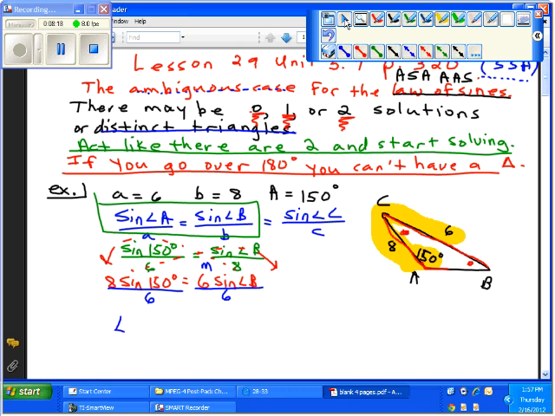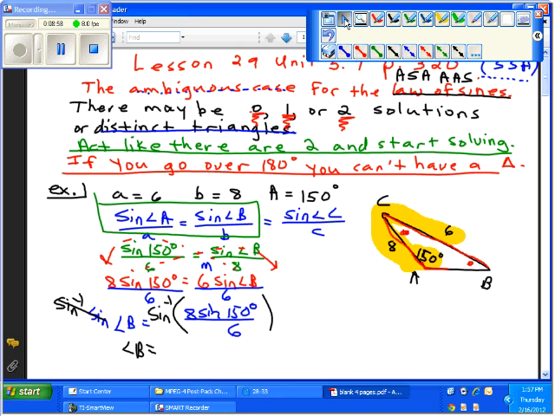And so what we would have is sine angle B is equal to 8 sine 150 degrees over 6. I'm going to scoot that over just a little bit. Now, to get rid of the sine on the B, we want to do arc sine, which cancels, and we get angle B is equal to the arc sine of this side, and we're going to put it in parentheses like that. Okay?